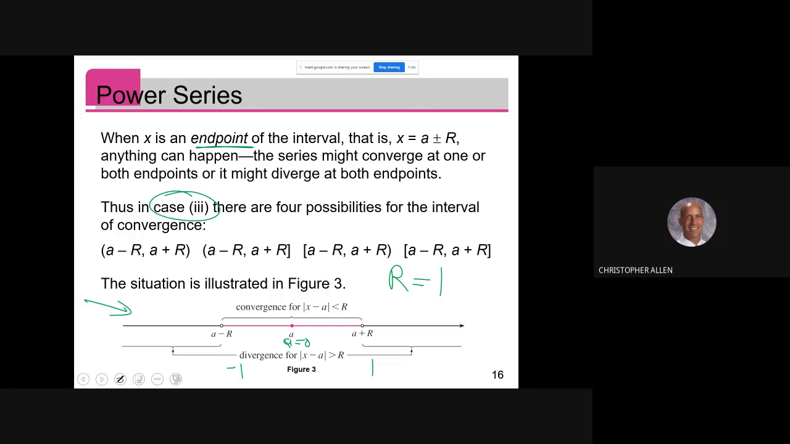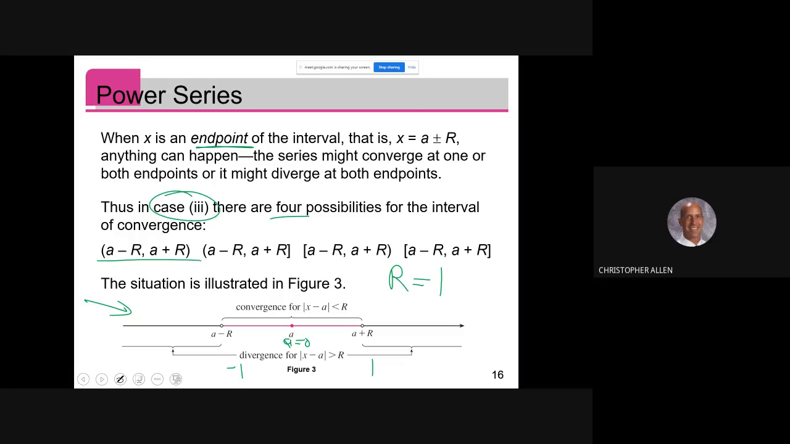Let's just pretend that we're talking about a power series with a center of 0 and a radius of convergence of 1, right? So that means as long as we pick values that are less than 1 and greater than negative 1, kind of like the one we did earlier today, everything's good. If it's outside of that, it's bad. It diverges. There are 4 possibilities, though, in this particular situation.